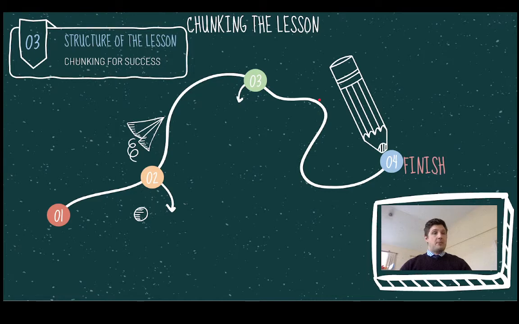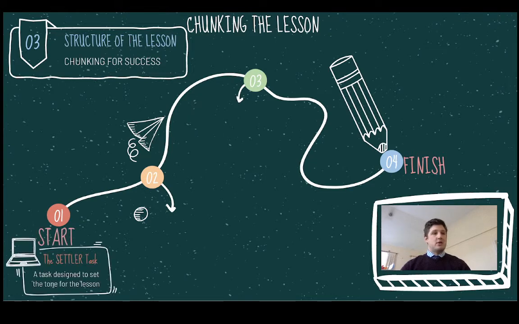So the lesson as a whole, once you've chunked it. We've got them in and they've started, and I call these settler tasks. I used to be a great believer in getting them to do a little quiz at the start of the lesson from the last one. I found with technology this is so much easier and more powerful, and you can differentiate, because sometimes kids aren't there from your previous lesson. So what do they do?